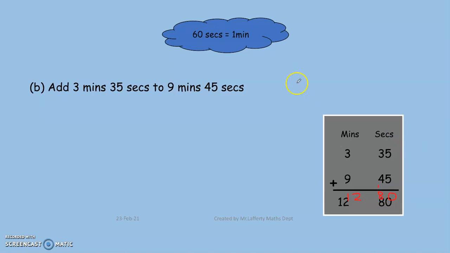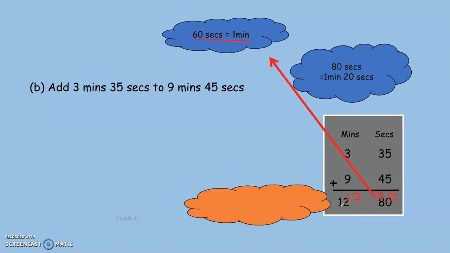Yeah, we need to remember this up here. There is 60 seconds in 1 minute. So this, your seconds column, can't be any bigger than 60. Okay, so what we need to do at this point is say that if I take 60 away from the 80, that leaves me with 20 remainder. When I take away that 60, I make another whole minute. So my final answer is 13 minutes and 20 seconds. Okay.